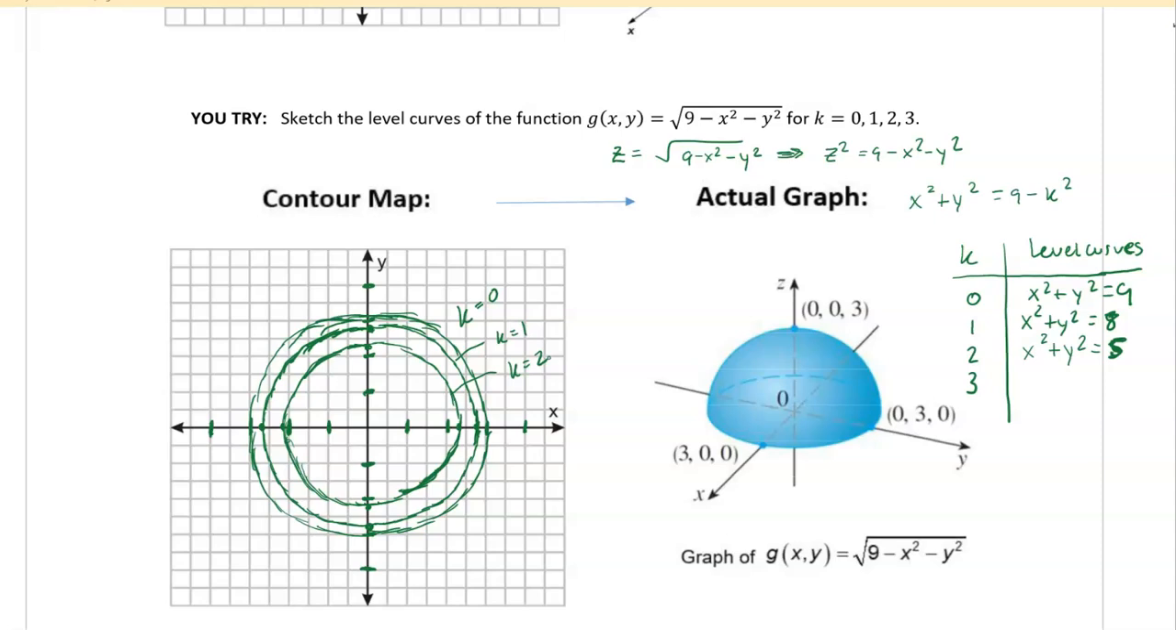And then finally, when k equals 3, that is going to be x squared plus y squared equals 9 minus 9. So that's 0. So we're back to a point right here. So that is k equals 3.